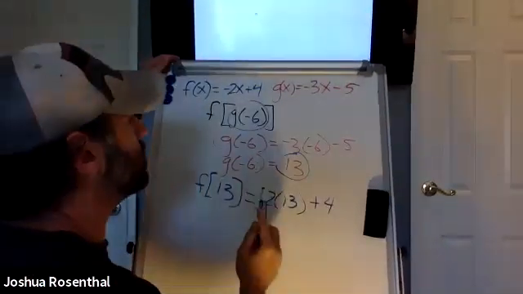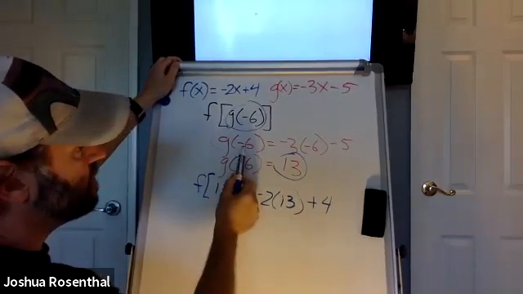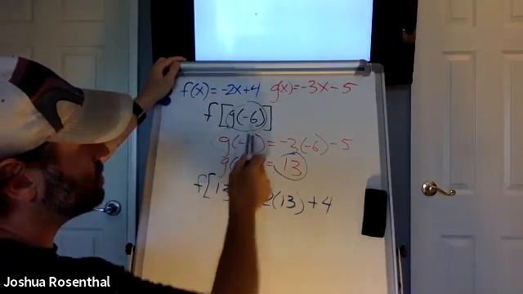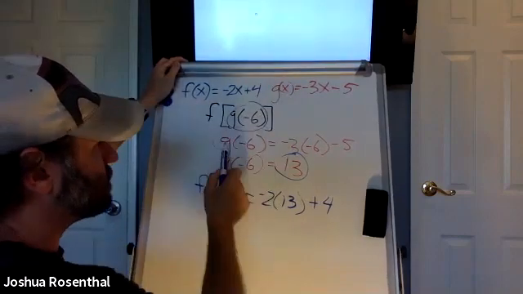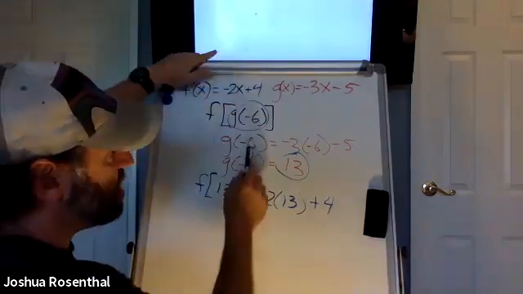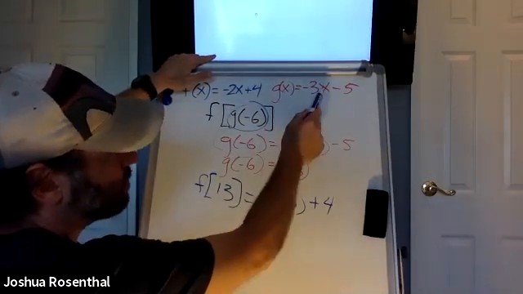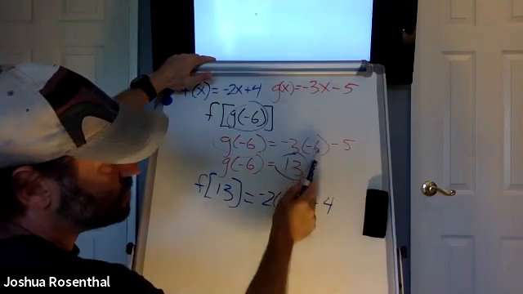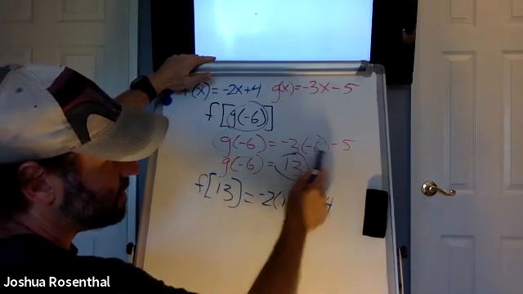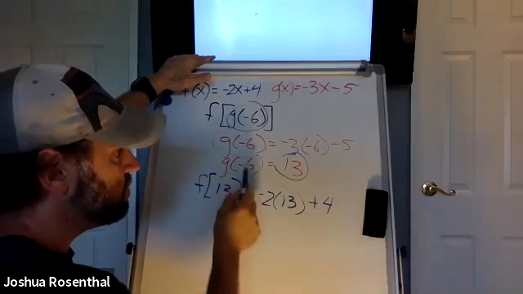Go back up to the start. What did g of negative 6 mean for us to do? It meant for us first to go to the g, not the f. That's what the g told us to do. So you're ignoring this. Okay. Then it says to substitute negative 6 for x over here. So I substituted negative 6 here, got 13. That's what this is equal to in value.